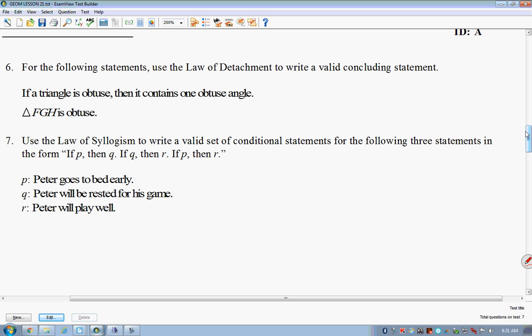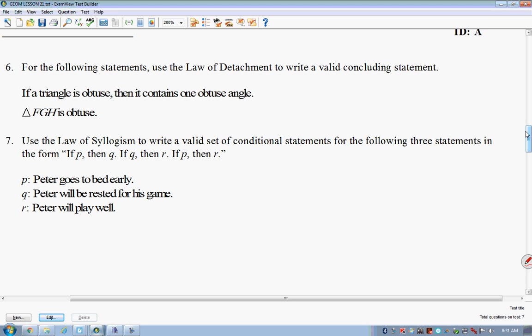Now, last one is number 7. Okay, we've got if P, then Q, if Q, then R, if P, then R. Basically, it wants you to write those 3 statements. So I'm going to say this verbally for you. You can go back and watch this. All right, if P, then Q. So we would say, if Peter goes to bed early, then Peter will be rested for his game. That's my first statement.